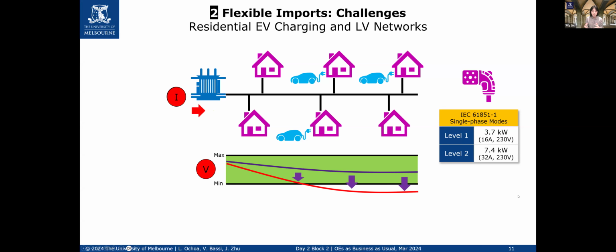What makes things worse is that people are now moving towards fast charging options. In Australia, for single phase residential charging, we usually have 2 modes. Level 1 is normal charging of 3.7 kilowatt, and people are actually going for level 2, which provides 7.4 kilowatt, doubling the normal charging demand. So all of this together, we are potentially going to see severe network issues, which include both thermal issues on the poles and wires, and also voltage drop issues at customer connection points.